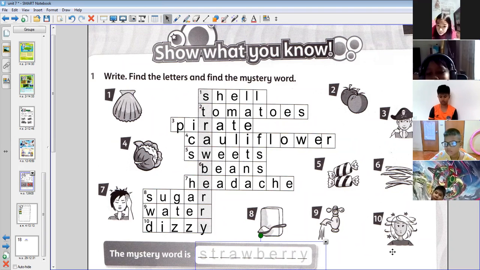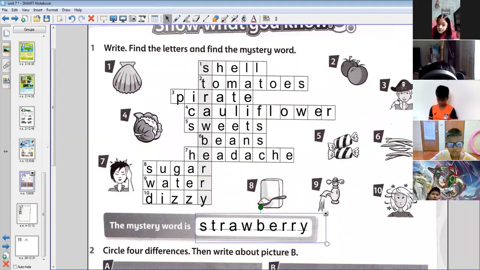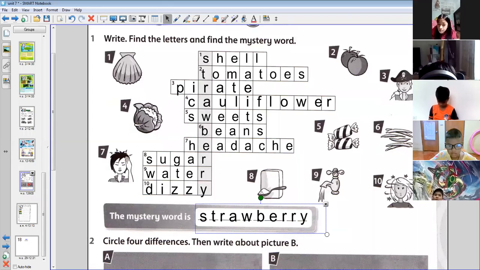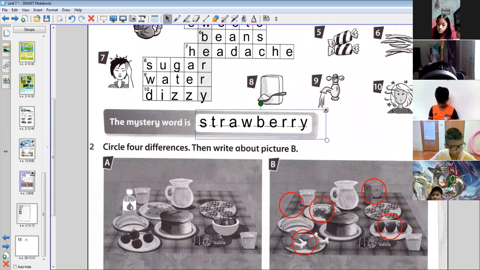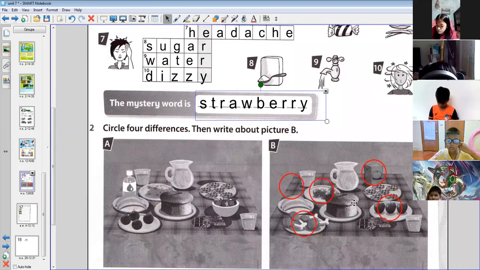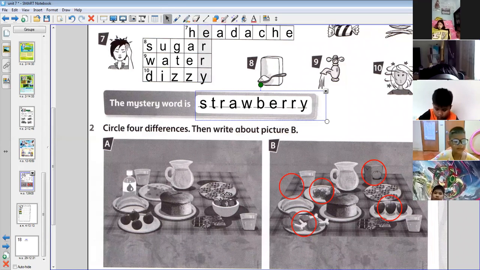So we have strawberry. Right. Now this little exercise here, I like it, but I don't like the pictures. I think the pictures are terrible. Really difficult to see what these things are. So yeah, I think the exercise is good, but I don't like the pictures. The pictures are not clear at all.